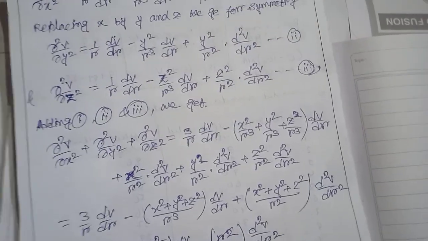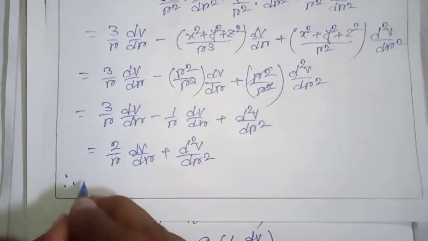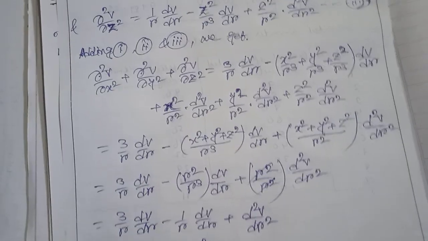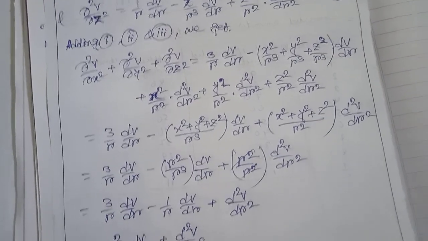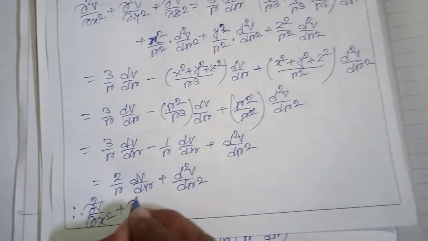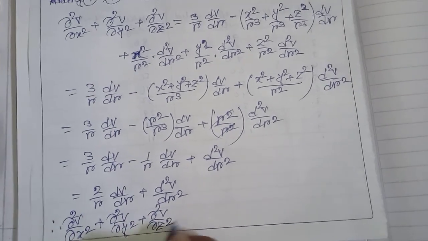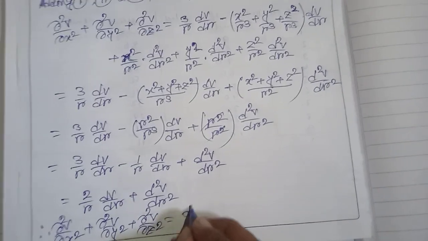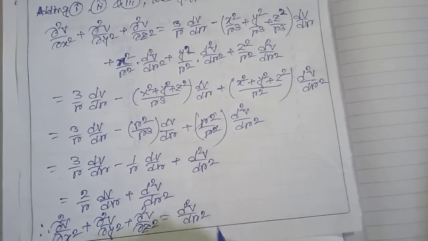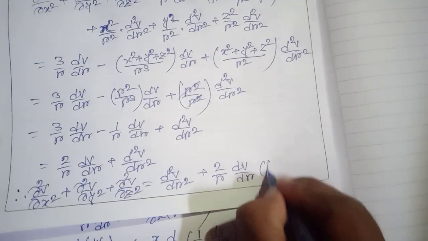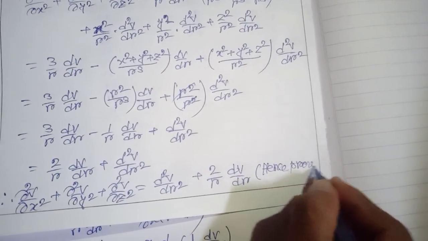Therefore ∂²V/∂x² plus ∂²V/∂y² plus ∂²V/∂z² equals d²V/dr² plus 2 by r dV/dr, hence proved. So this is proved.